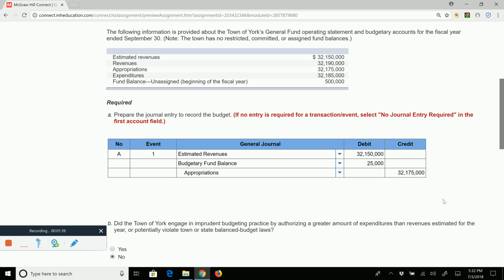Okay. So here's the information for the town of York, the general fund, both operating as well as budgetary account balances at the end of the year, September 30th. So the requirement in this first homework example is prepare the journal entry to record the budget. Well, the budget is recorded as follows. It's recorded in the opposite fashion of the operating accounts.